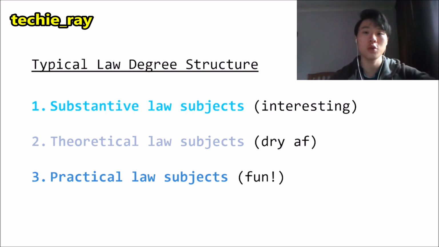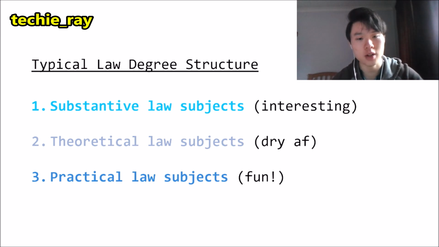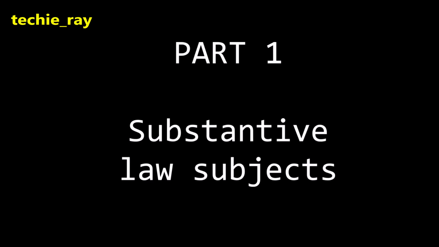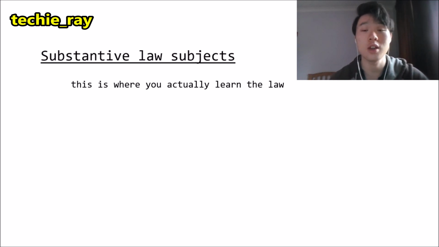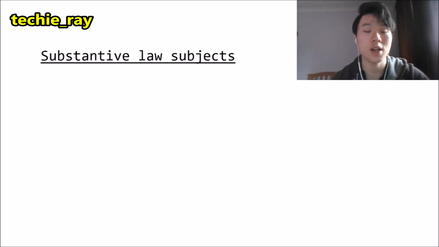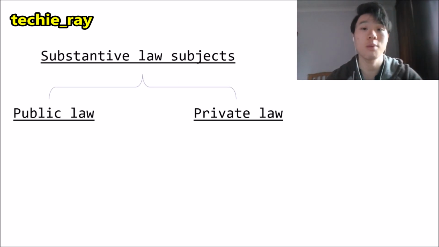In most law schools around the world, the subjects in your law degree broadly fall into three categories: your substantive law subjects, your theoretical law subjects, and your practical law subjects. The substantive subjects are the most juicy component of your law degree, because that's where you actually learn the law in different areas. And these areas are split between public law and private law.